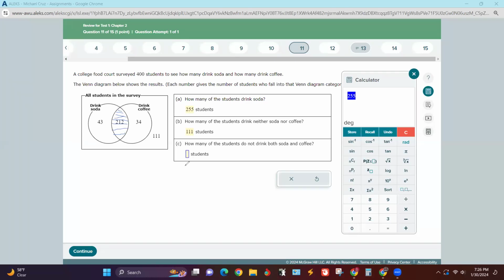Okay, and I'm shading it so that we can ignore it because it says do not drink both. So that leaves us with these three, right? They don't drink both. So 188. Let's check it and see. So 188, good.